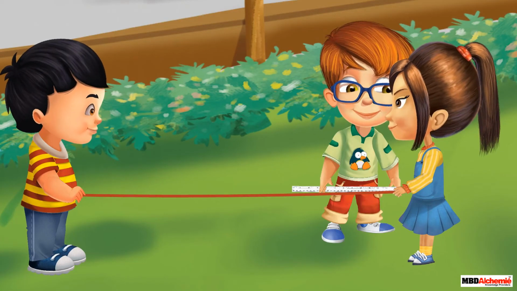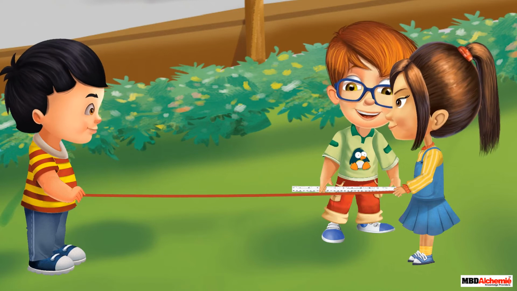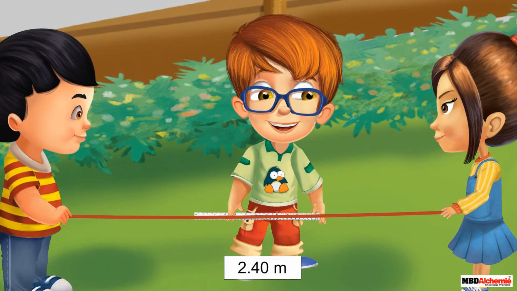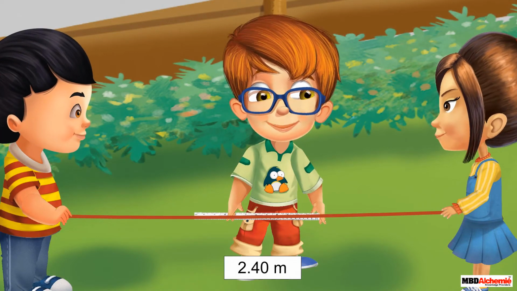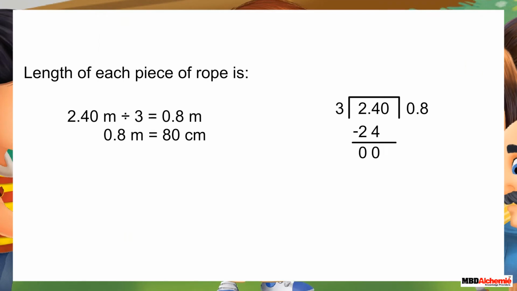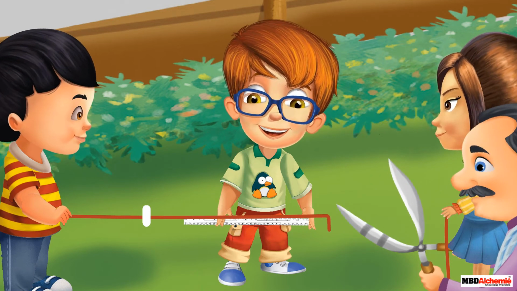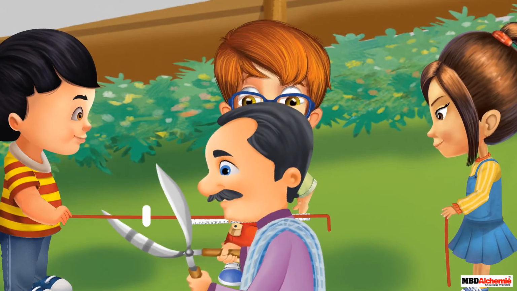Neil explains, first, he needs to measure the total length of the string by using a meter scale, which is found to be 2.40 meters. So 2.4 divided by 3 gives 0.8 meters, or we can convert it to centimeters and write it as 80 centimeters. Neil says they can divide the given string into 3 equal parts of length 80 centimeters each.